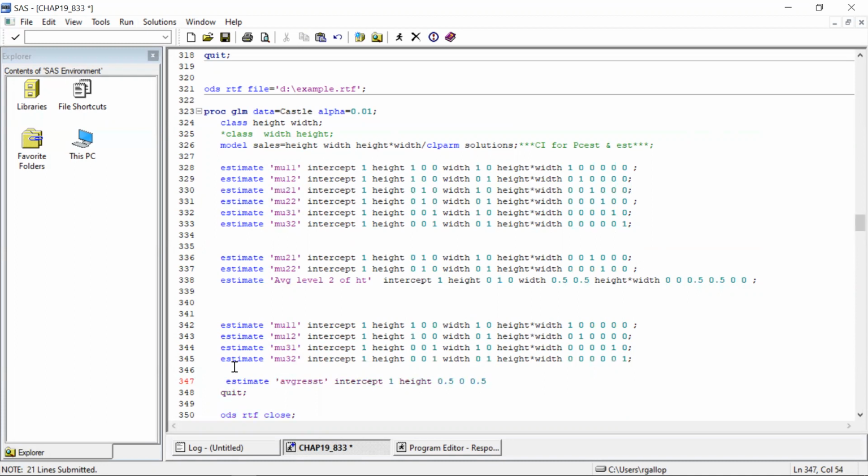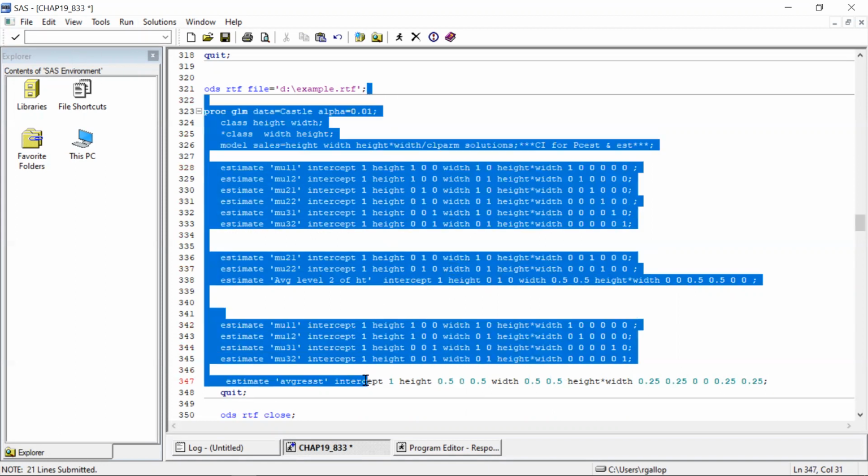So we go to the width. So we go 0.5, 0.5. And then we go, okay, height, star, width. So we add them up, divide by 4. Okay, so let's go ahead and see if this works as we start moving forward.